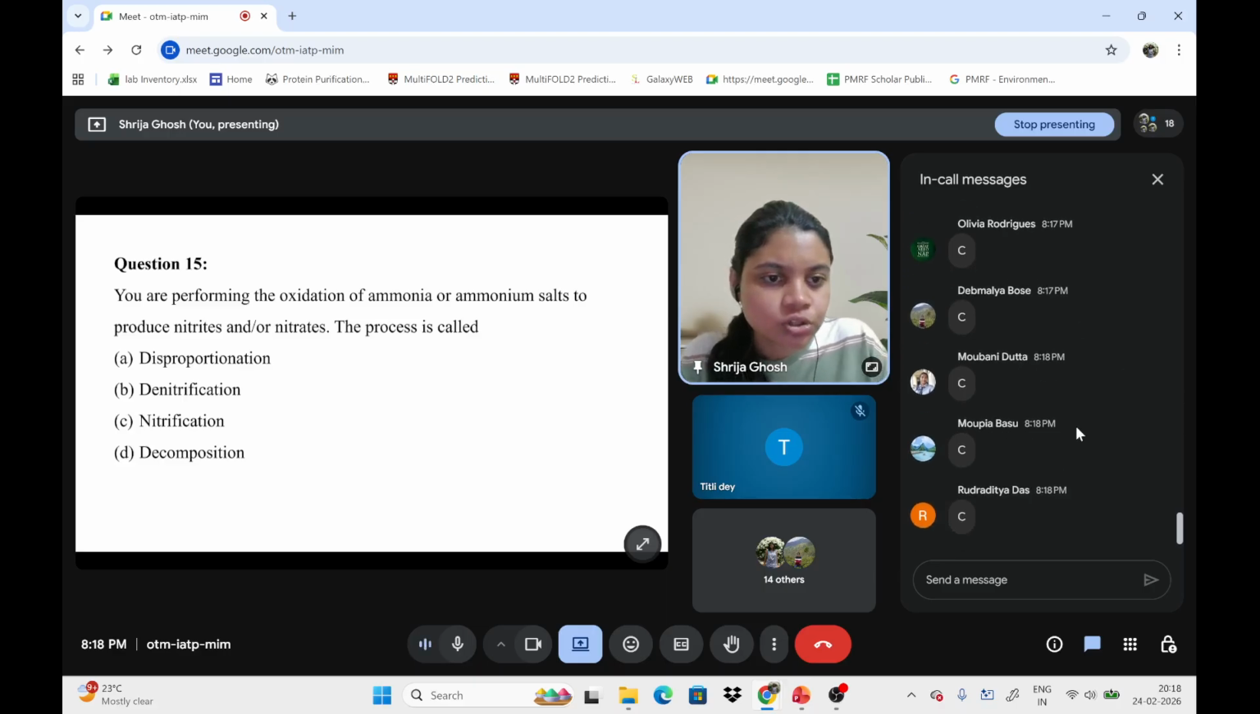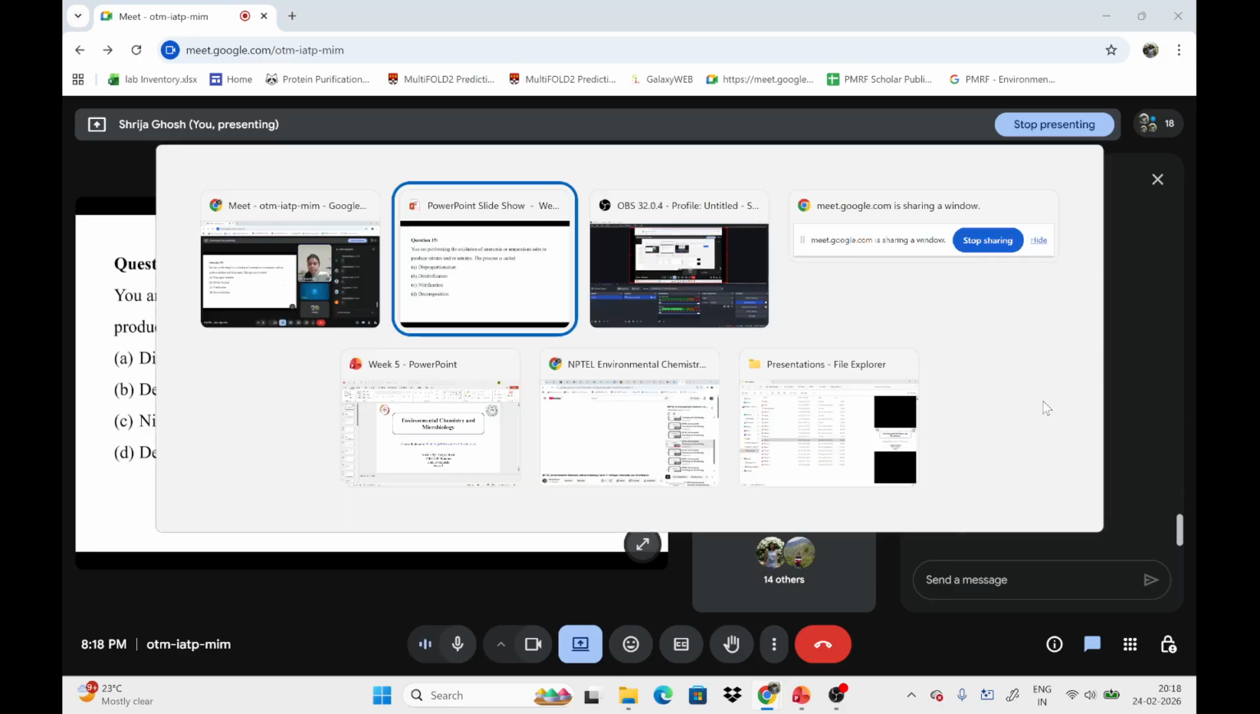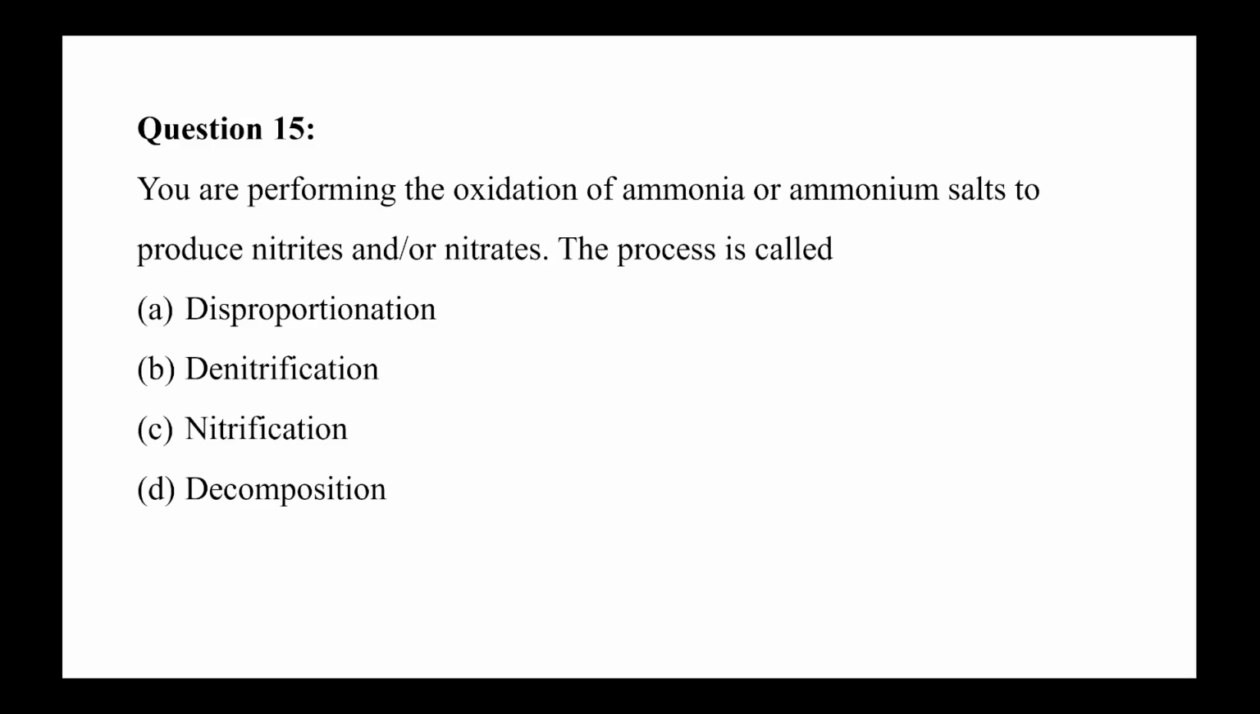Okay, most of you are answering option C, that is nitrification. I'm happy that all of you have answered this question. C, nitrification is the correct answer. So if you remember, I've explained this already. I'll explain it once again.